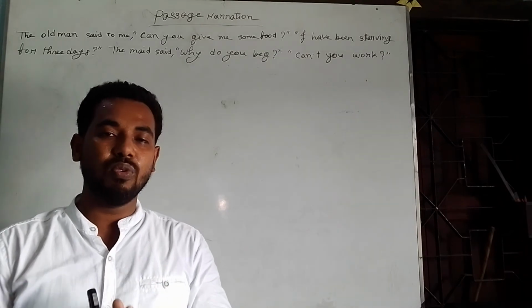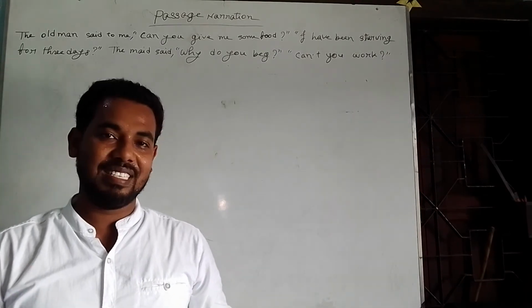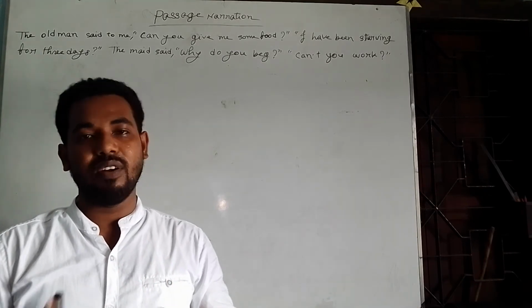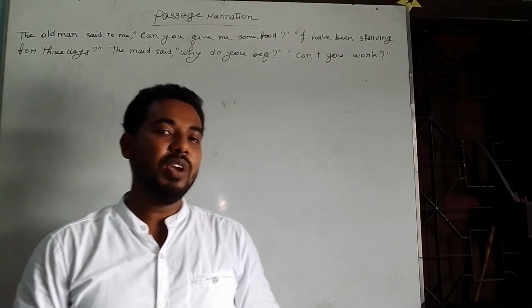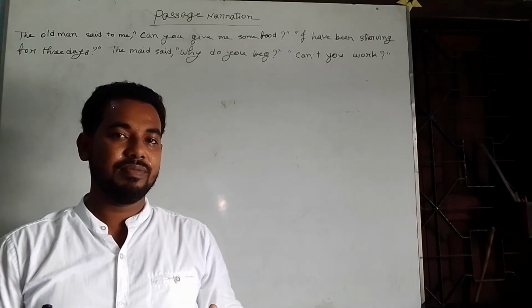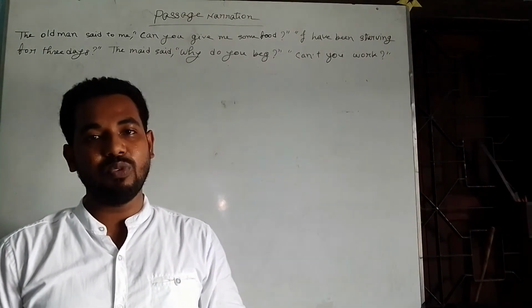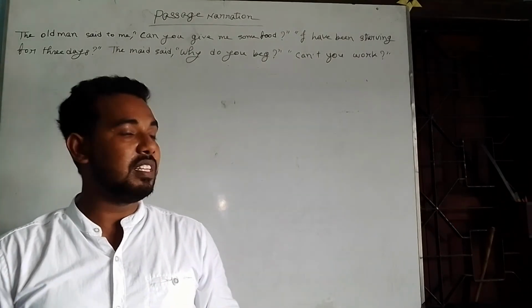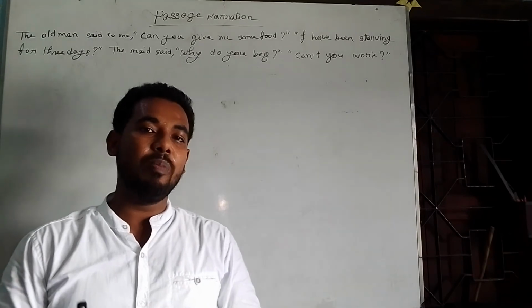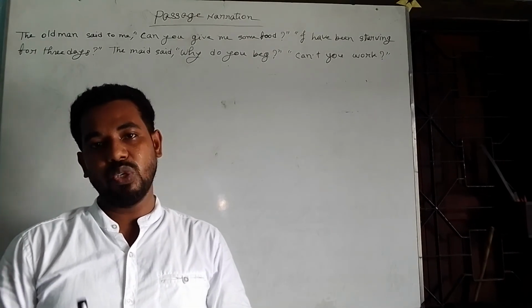At first, you have to go through the full passage. Then, you have to identify the repeating part, subject and object. After that, you have to realize the meaning of each sentence. After that, you have to identify which sentence is used in this passage narration. So, I hope that you will be able to do direct to indirect.